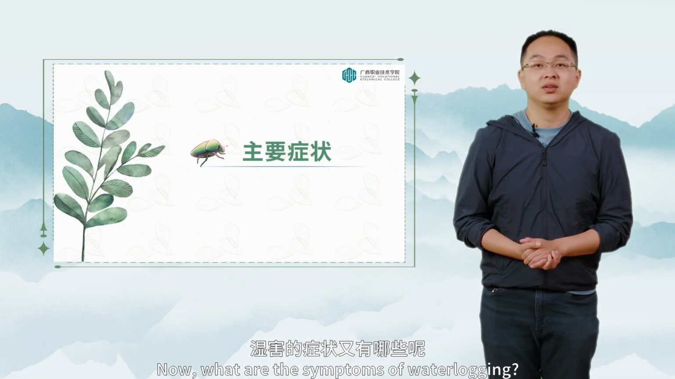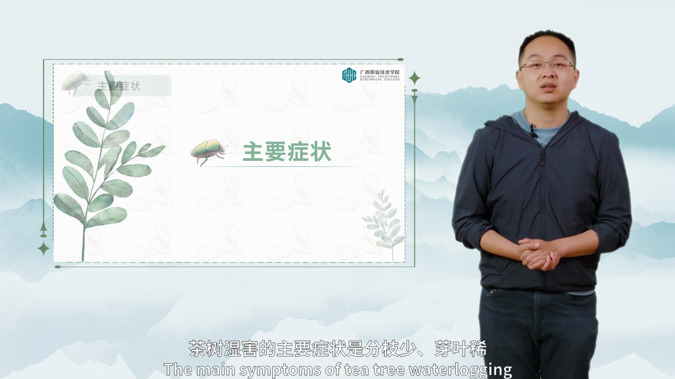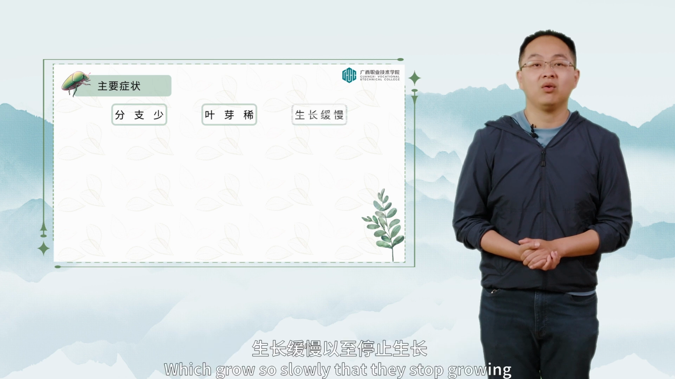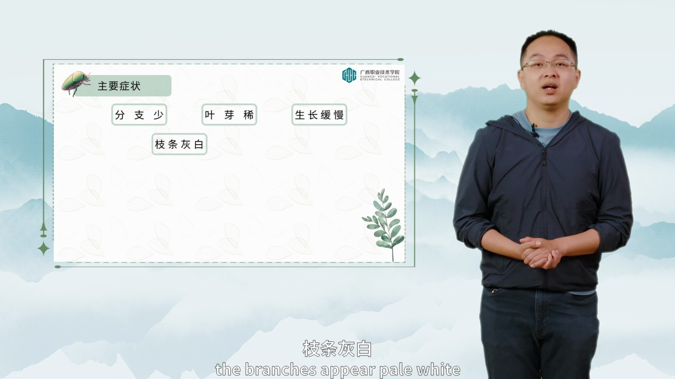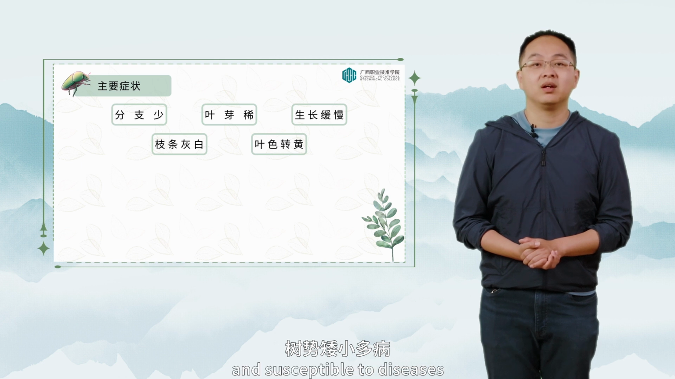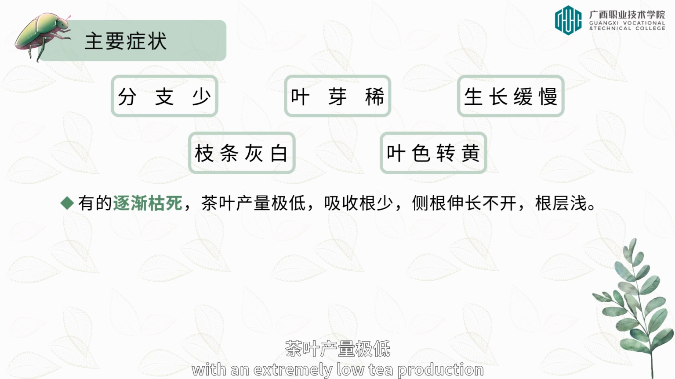Now, what are the symptoms of waterlogging? The main symptoms of tea tree waterlogging are few branches and shoots, which grow so slowly that they stop growing. The branches appear pale white. The leaves turn yellow. The trees are short, small, and susceptible to diseases. Some of them gradually wither with an extremely low tea production.